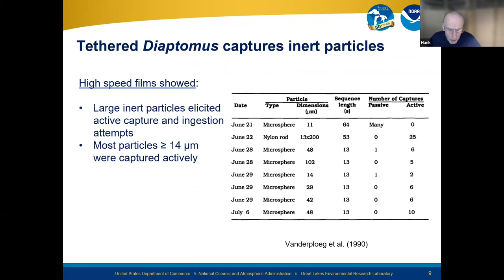One of the things we were interested in is quality of the particle for ingestion. We looked at diaptomid captures of inert particles in our high-speed films. For example, we looked at little round polystyrene microspheres, as well as nylon rods we manufactured in the lab. What was interesting is once the particles became larger than about 14 micrometers in size, most of the captures were active, including nylon rods, which simulated large elongated algae. They were captured and handled extensively and tried to be shoved into the mouth without success. So then, next slide.